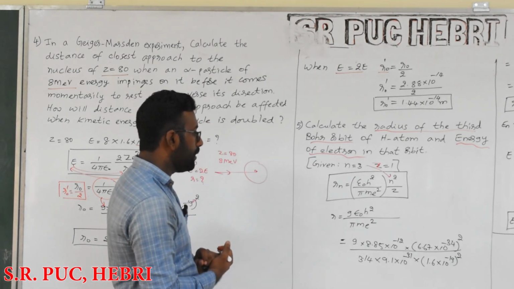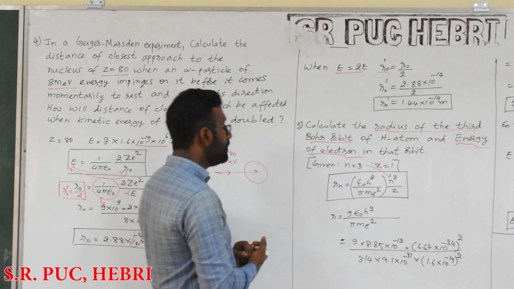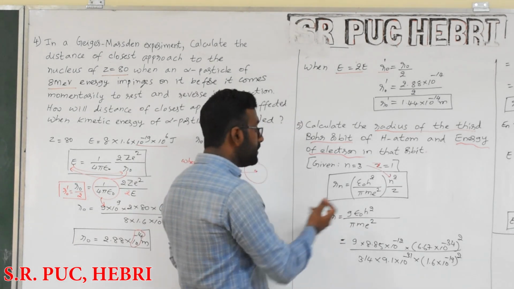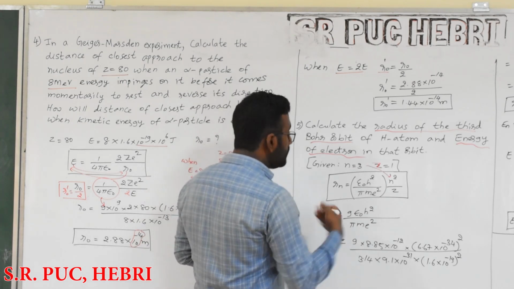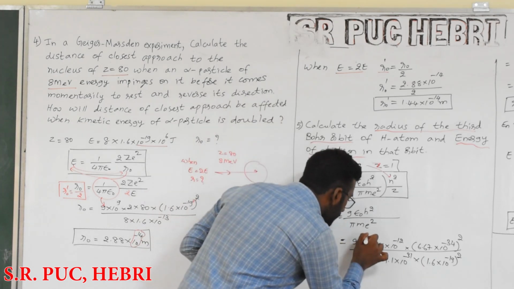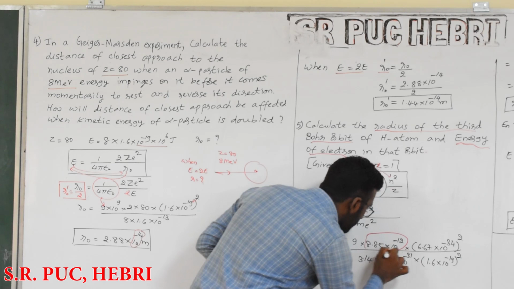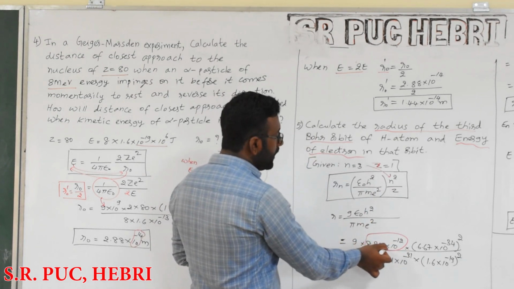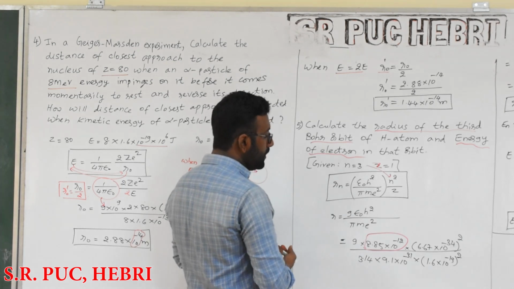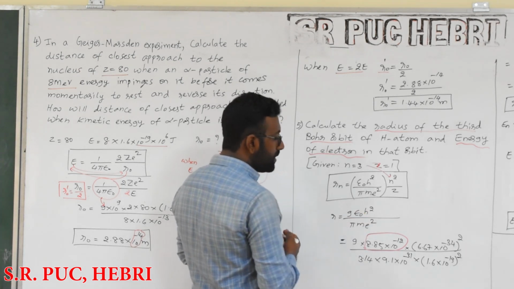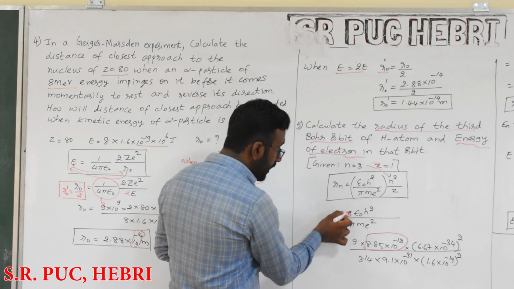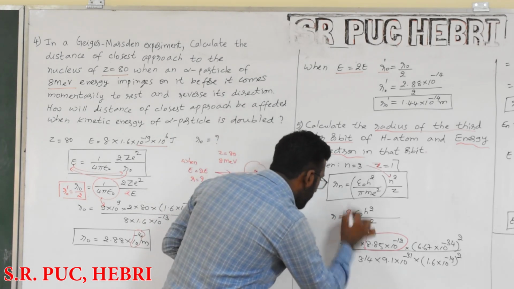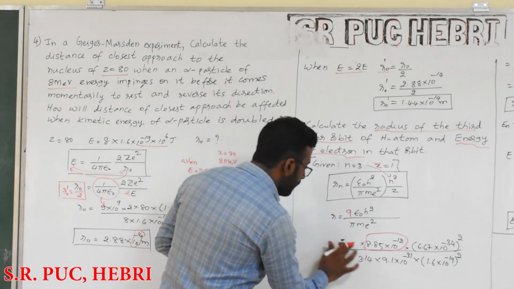Now substitute the values. How to substitute the values? You have to be careful. You are given this epsilon naught value, the permittivity of free space. You can remember it. The value is 8.85 into 10 to the power minus 12. And h is Planck's constant. This is not g, don't confuse it with g. It is 9.